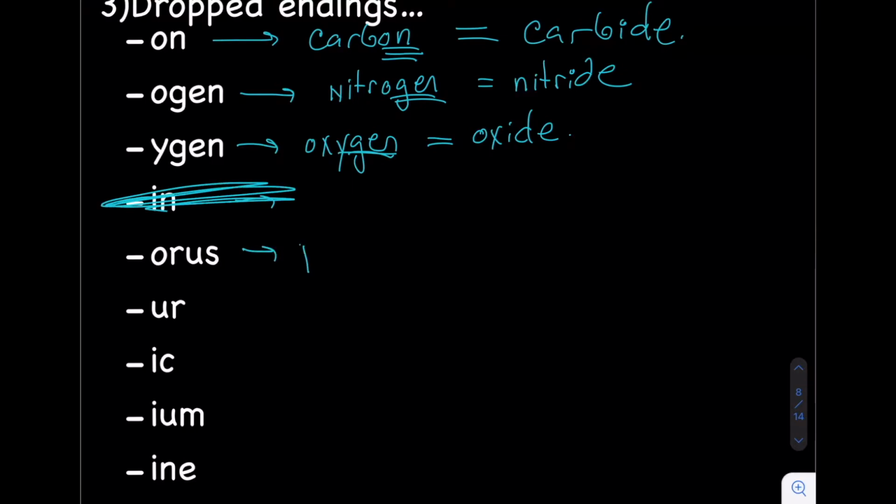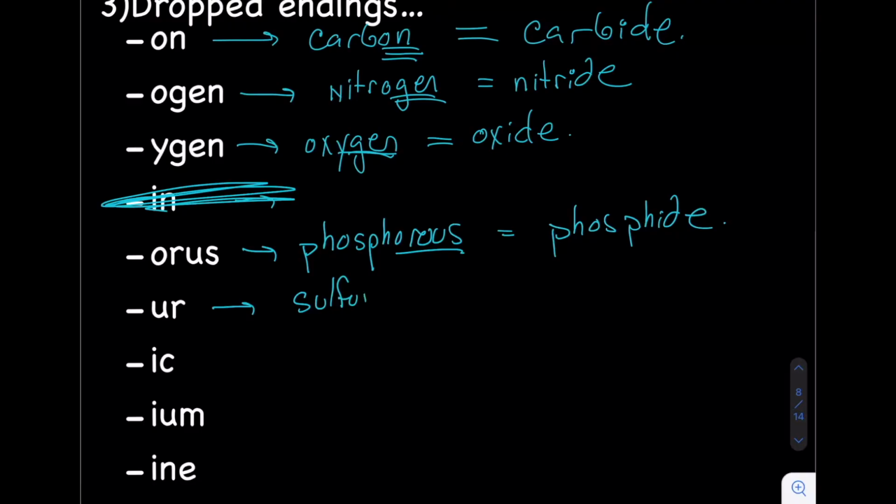"Orus," like phosphorus, we're going to drop the "orus" and have phosphide. Like sulfur, giving us sulfide.